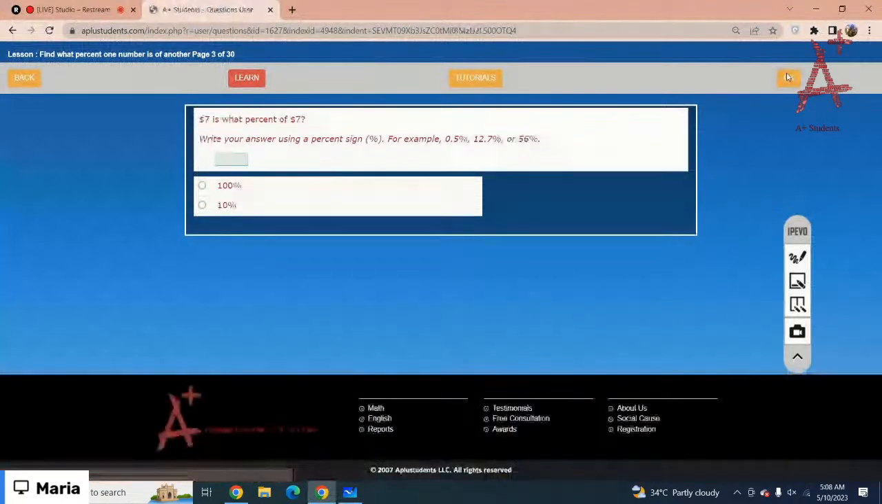Okay, the next one is $7 is what percent of $7? So it would be 100%. Both the values are exactly 7. That means it would be 100%.